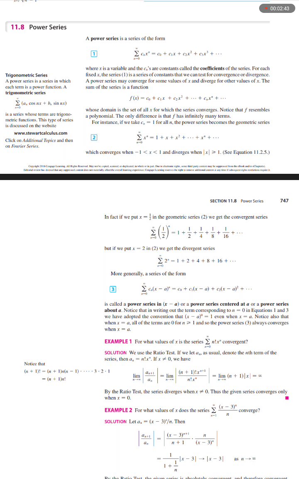In fact, if we put x equals 1/2 in the geometric series, equation 2, we get the convergent series. The sum from n equals 0 to infinity of (1/2)^n equals 1 plus 1/2 plus 1/4 plus 1/8 plus 1/16 plus ellipsis.